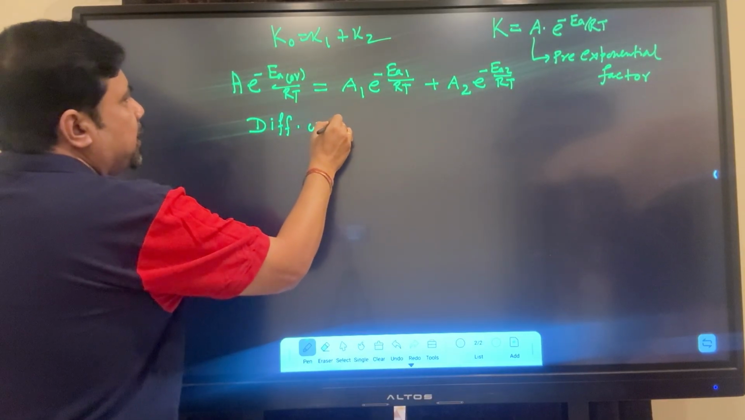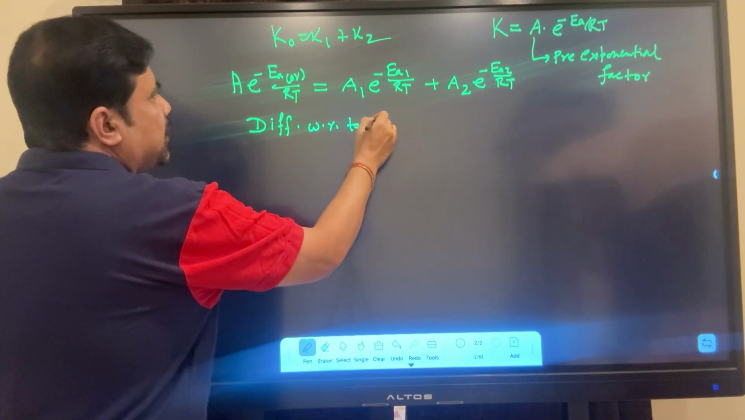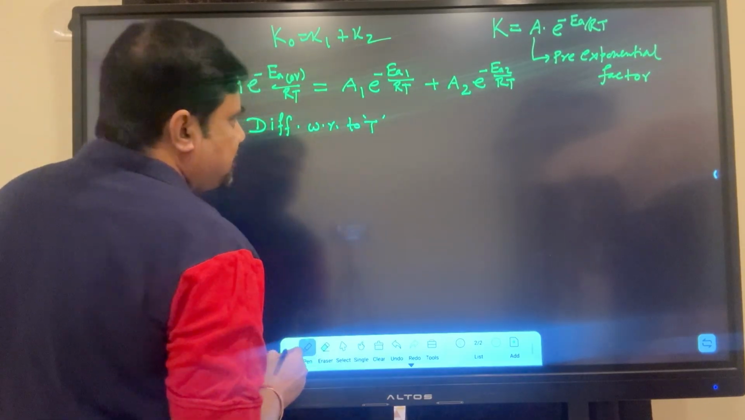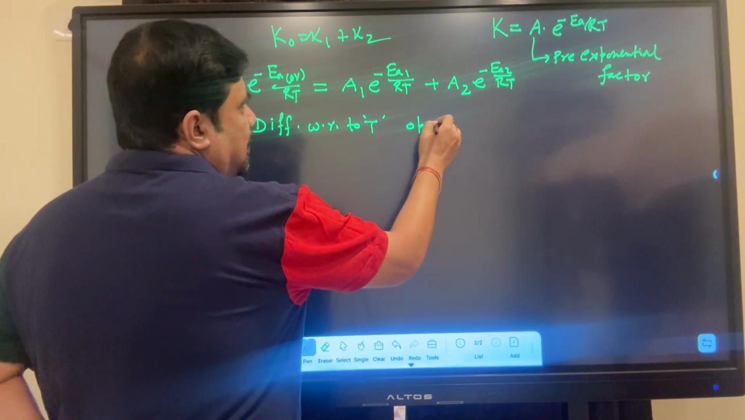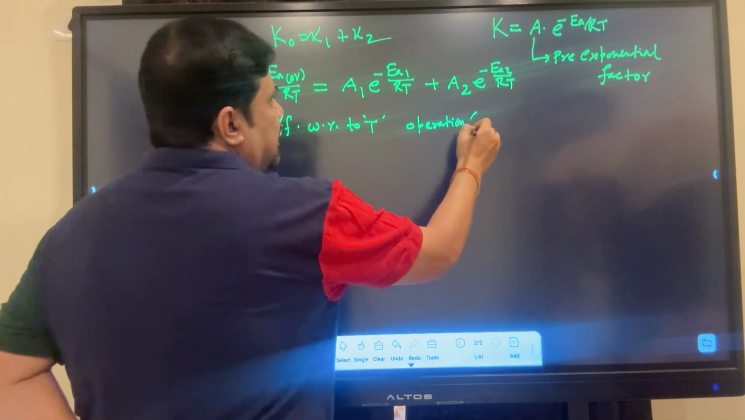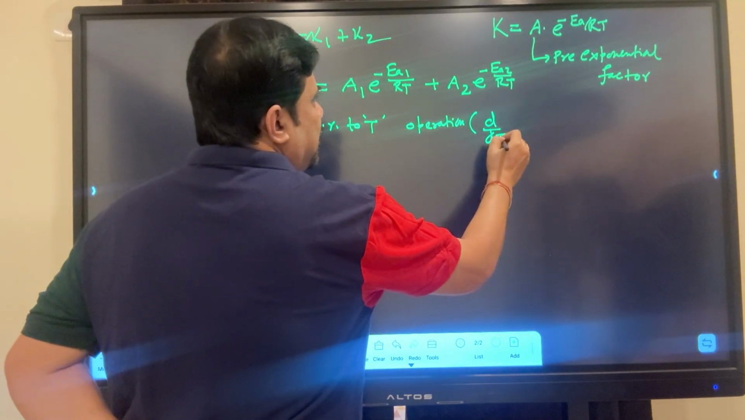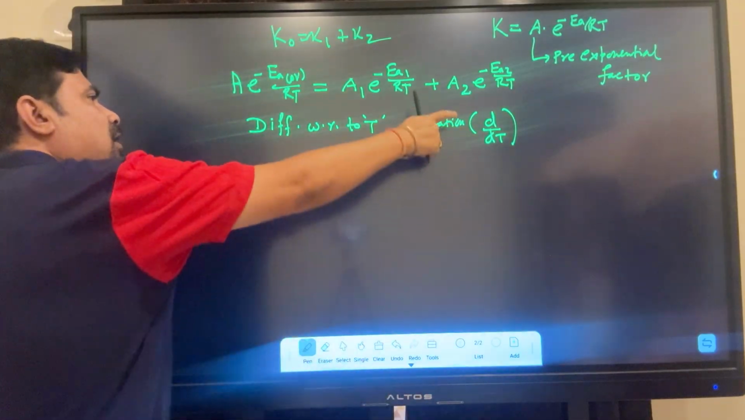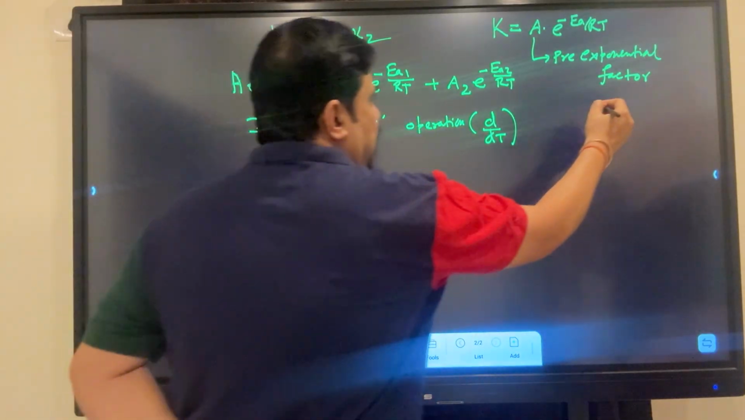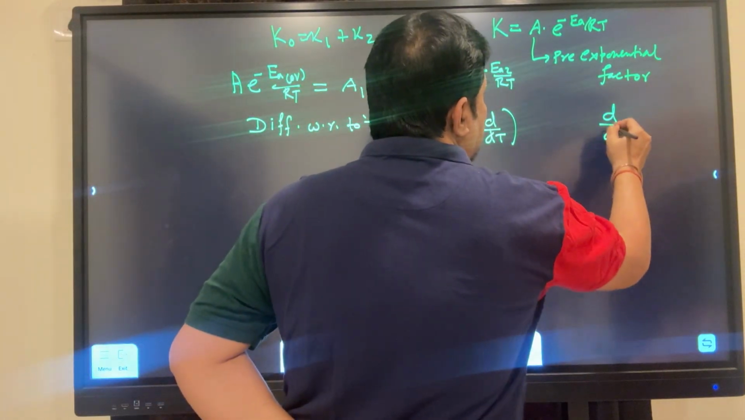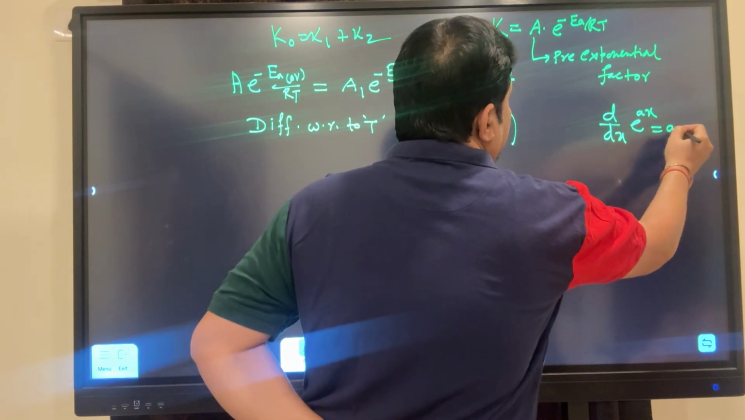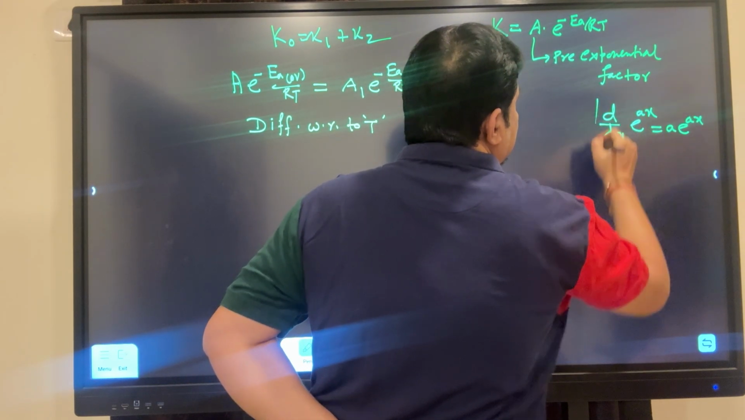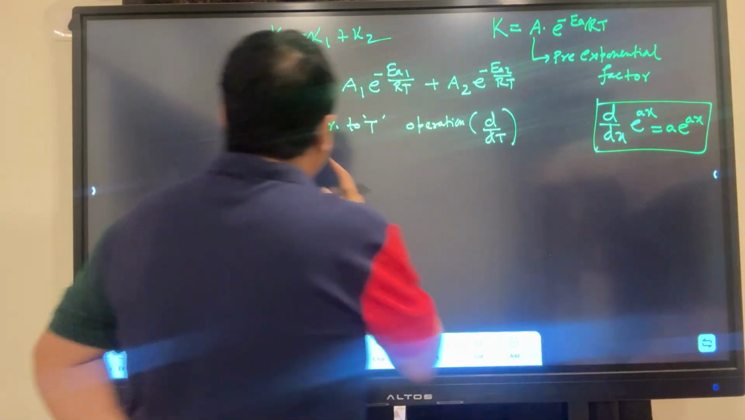Now what I am doing over here is differentiating with respect to t. That means what operation am I doing? d/dt, differentiating with respect to t, this is the operation I am doing. Already we know that d/dx of e to the power ax will be equal to a into e to the power ax. This is the formula. So now we will apply that.